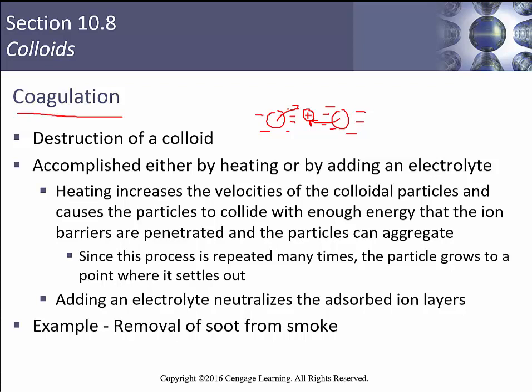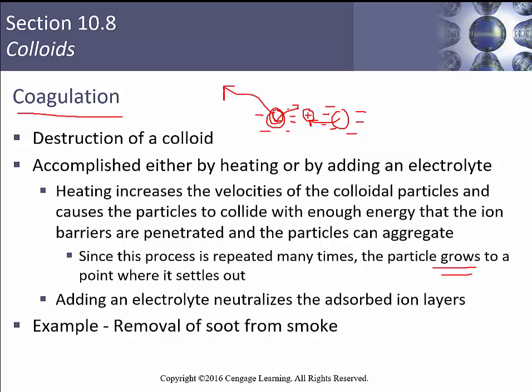Heating basically says, okay, this guy in the middle is going to move so fast that those solvating ions just can't keep up. Right? The ions are moving so fast they either bump into each other, or the minus charges and the plus charges can't keep up, and they get removed. This process gets repeated many times. The particle grows and grows and grows to a point where the random motion can't keep it suspended anymore, and it's going to precipitate out. Adding an electrolyte helps neutralize that layer of absorbed ions.